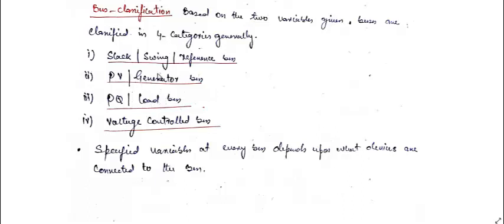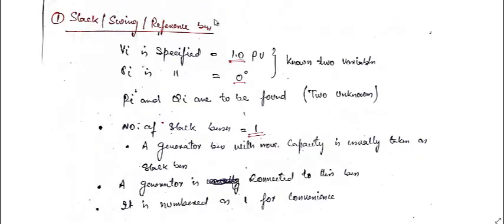Here are two types of buses where generators are connected. I will first discuss the slack bus, swing bus, or reference bus. In this case, Vi is specified. Generally, it is taken to be equal to 1.0 per unit, or sometimes it may be different, but it is given. In most cases, it is taken to be 1.0 per unit. Delta i is specified and taken to be 0 degrees because it is the reference. That's why it is also known as the reference bus.